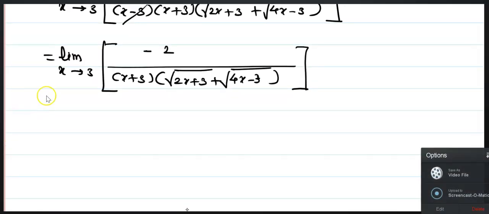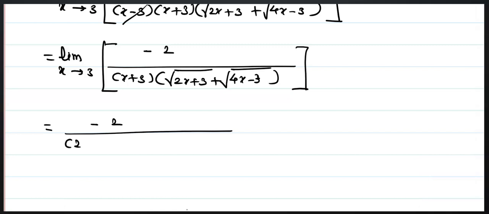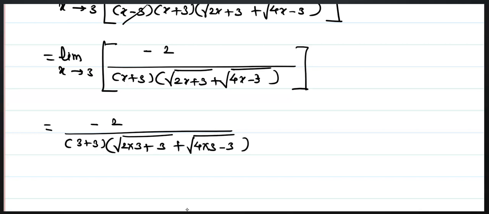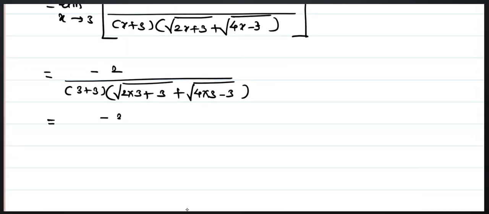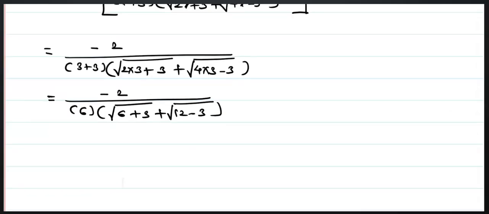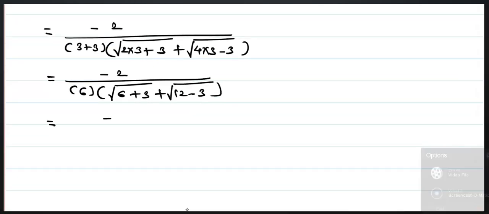Now we will take the limit as x tends to 3. That is 3 plus 3, 6. As x tends to 3, 2 into 3 is 6, 6 plus 3 is 9. The square root of 9 is 3. What about here? 4 into 3 is 12, 12 minus 3 is again 9. Root of 9 is 3. Now we can write the answer. I have substituted the values, that is x equals 3. Now simple calculations are here.